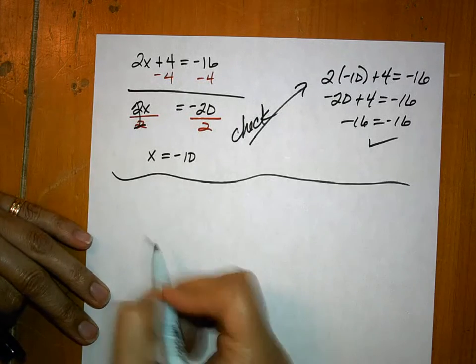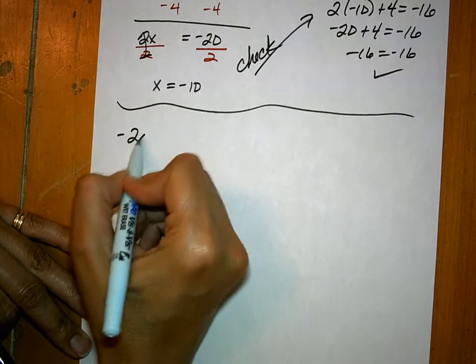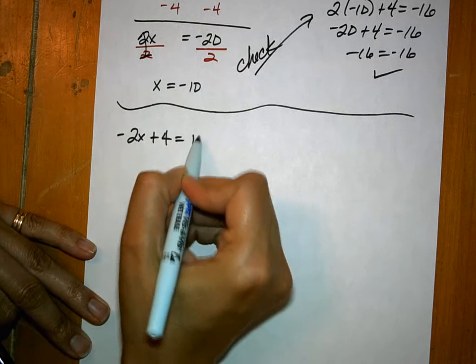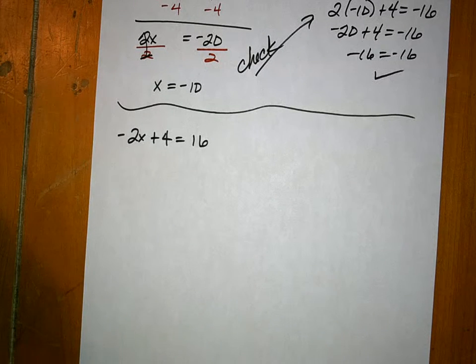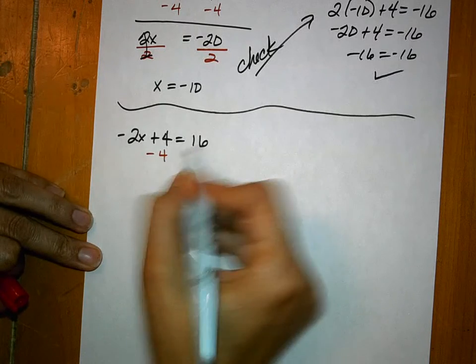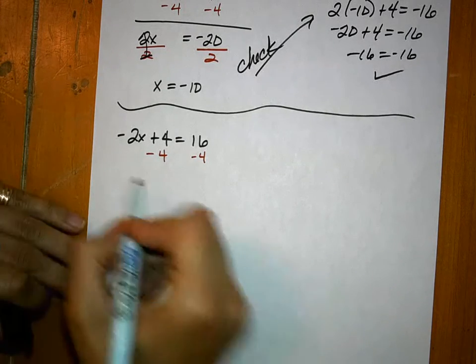Alright, now let's attach the negative to the 2 instead of the 16. We have negative 2x plus 4 equals positive 16. And let's see how this one changes. Once again, just like all the others, we're going to start off by subtracting 4 from both sides. We see adding 4, so we subtract 4. We do the opposite operation.